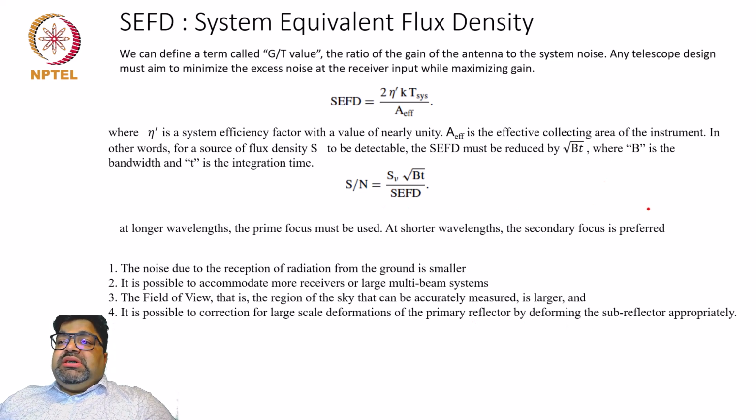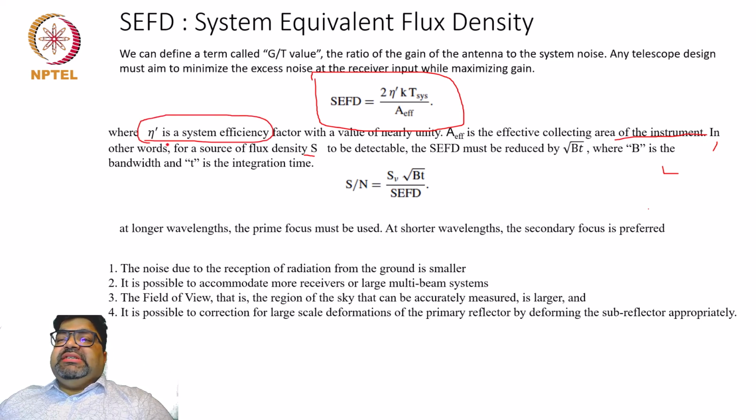Another important term to note, this is not an error, but this is a contributor to something called the system temperature, and this is the SEFD, or the system equivalent flux density. So that is given by 2 eta prime K times T-sys over A effective, and the terms are quite known. A effective is the effective area, the collecting area of the instrument, in this case the radio telescope, and S is the flux density to be detected. SEFD, and T-sys is the system temperature, and eta prime is the overall system efficiency, which is the sum over all the inefficiencies built in.